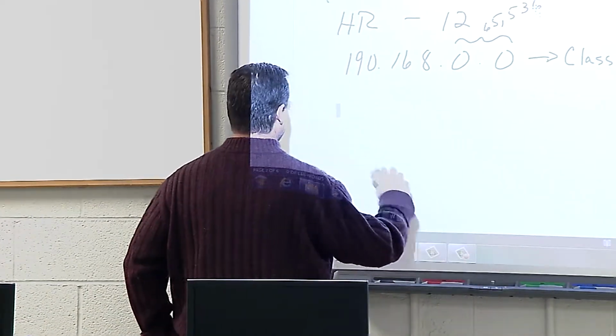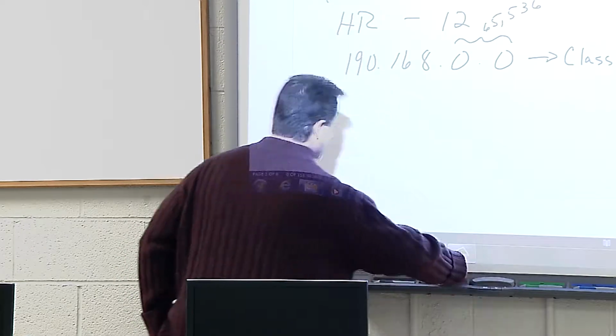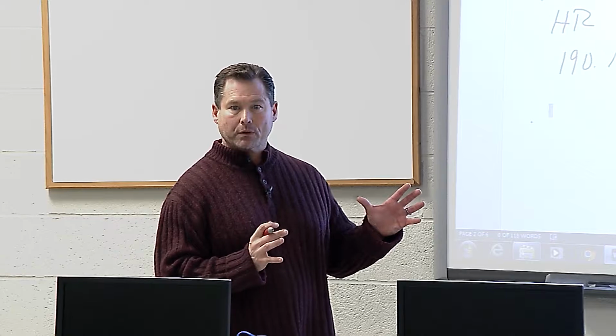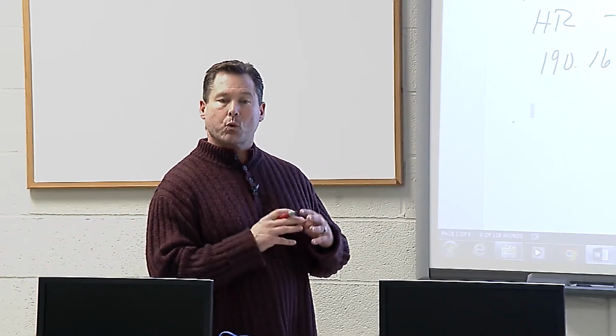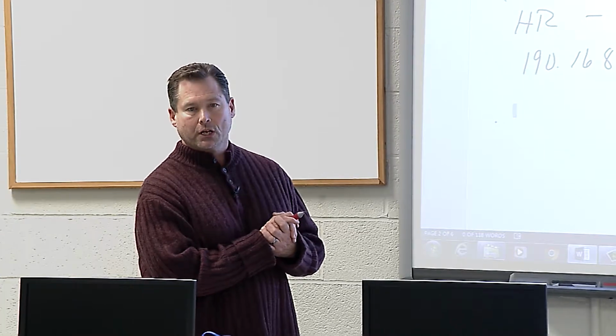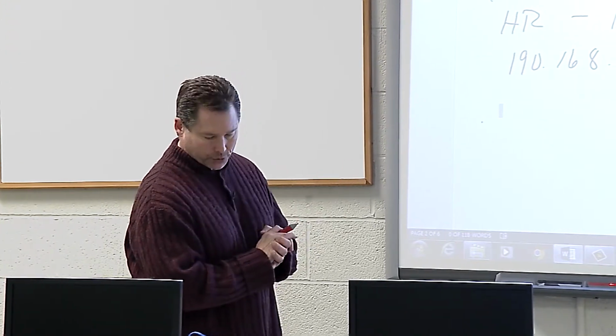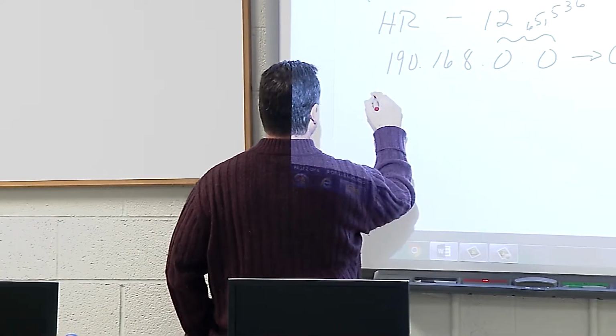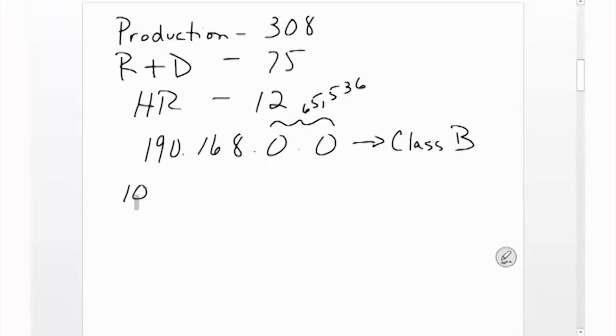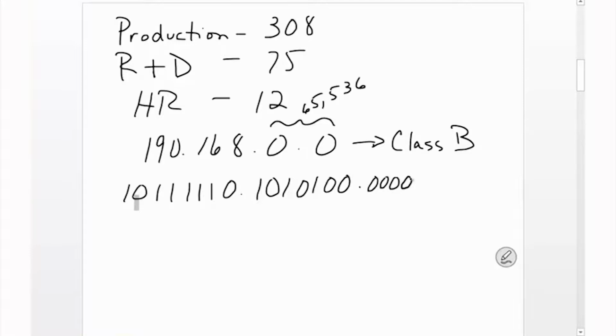I'll assume an understanding of basic IP addressing and working with binary values. If you have questions about that, there are a couple of other videos we've produced that would help you understand. But I'm simply going to write out the binary value: 1010 dot 10100 dot 0000.